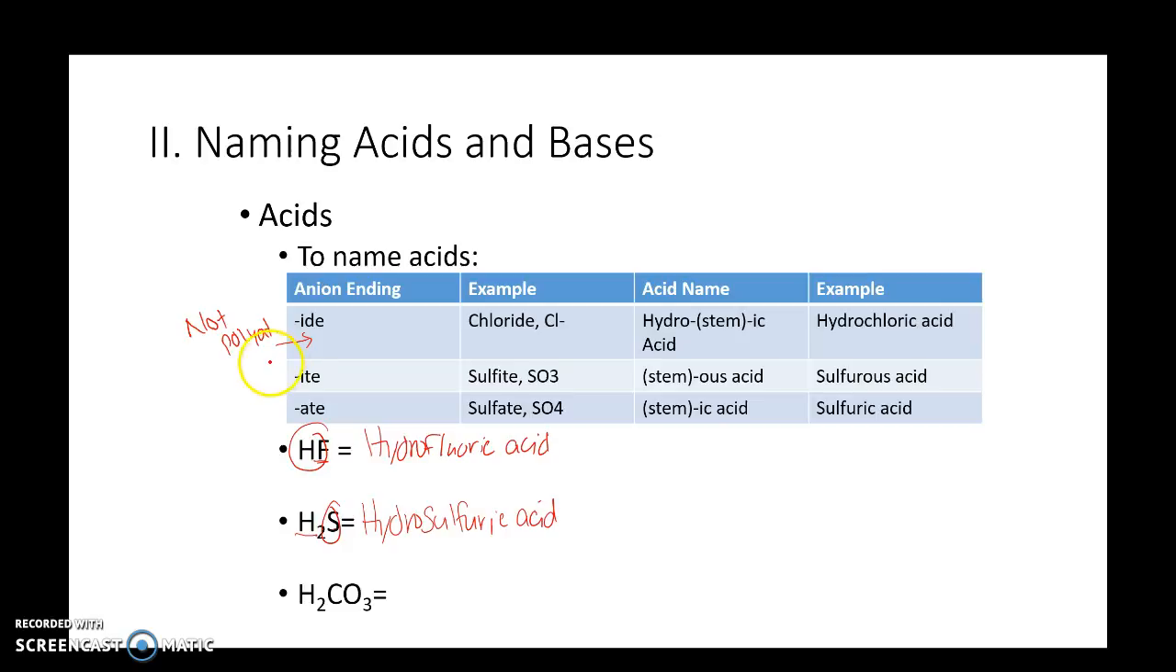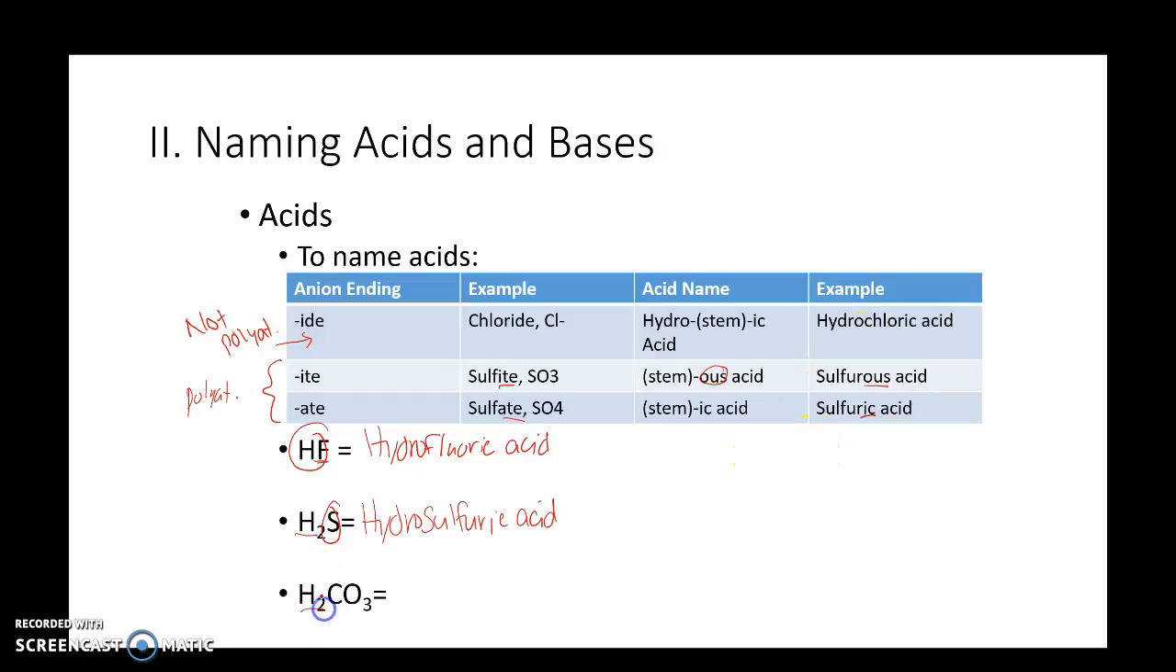Okay. Now, if your acid is polyatomic, it kind of depends on what type of polyatomic ion it is. If it's one that ends in ite, so for example sulfite, you're going to name this with the ending OUS. So this would be sulfurous acid, as opposed to sulfuric acid, which would be the case if your anion ending is ATE. Okay, so that's how you determine the difference between HSO3 or HSO4 based on the name.